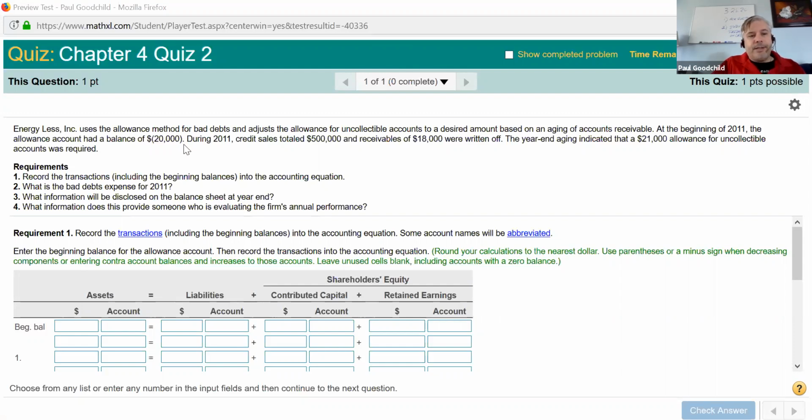Okay. It says that he uses the allowance method for bad debts and adjusts the allowance for uncollectible accounts to a desired amount based on the aging of accounts receivable. So it's similar to that aging schedule that I just showed you. At the beginning of 2011, the allowance account had a balance of $20,000. Credit sales totaled $500,000 and receivables of $18,000 were written off.